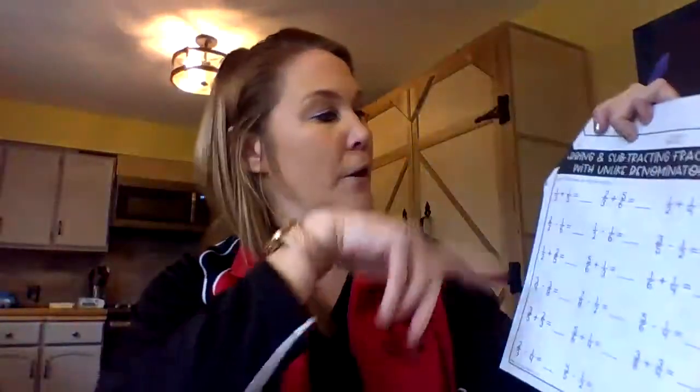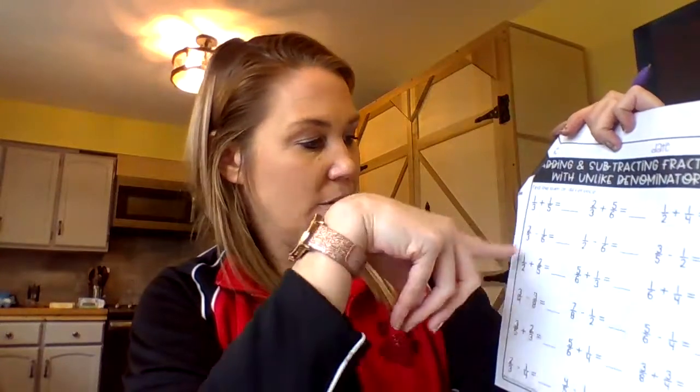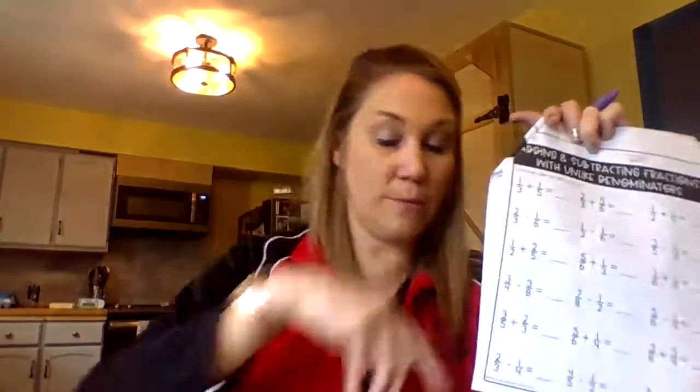Turn your packet. You're going to complete this one on your own, adding and subtracting fractions with unlike denominators. When you do this, make sure you see addition, addition, addition, subtraction, subtraction, subtraction, addition, subtraction. Make sure you're watching the signs. Let's do the first one together.